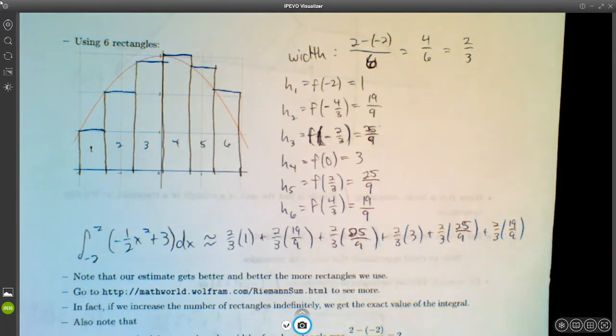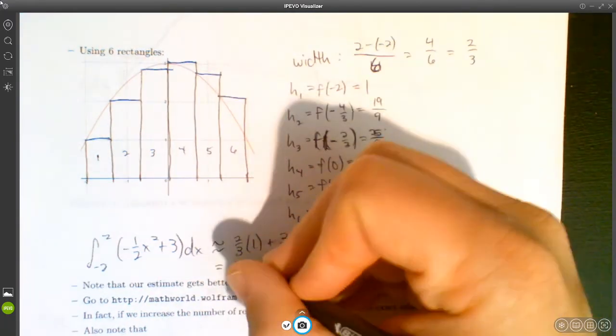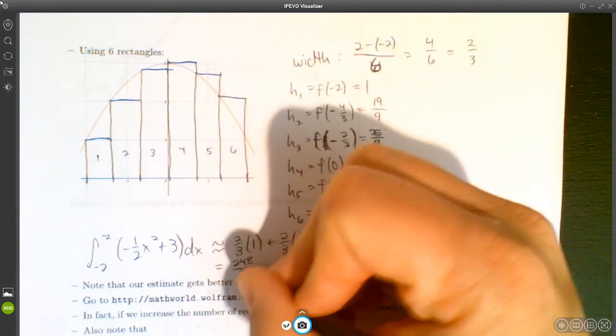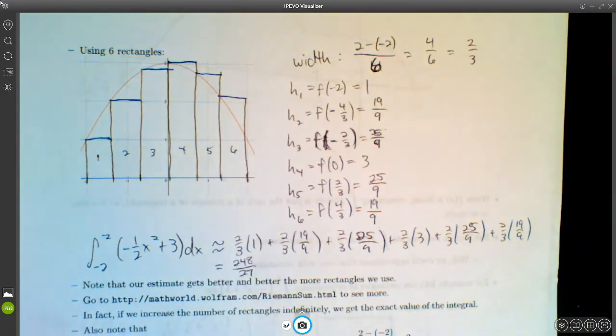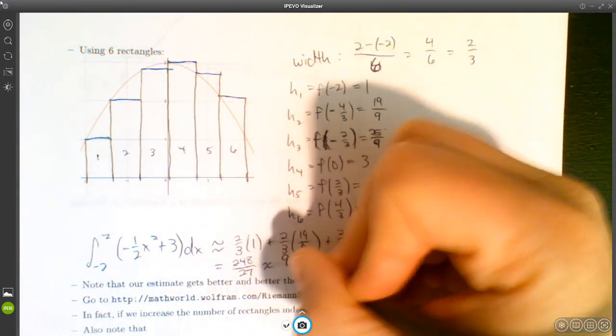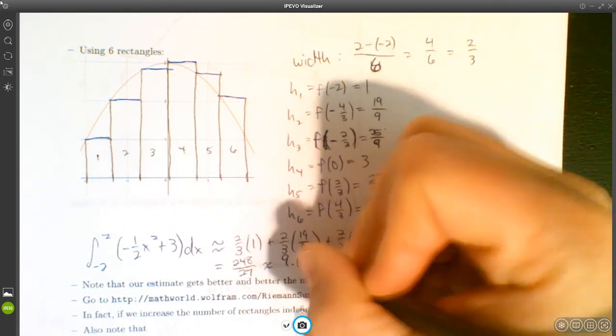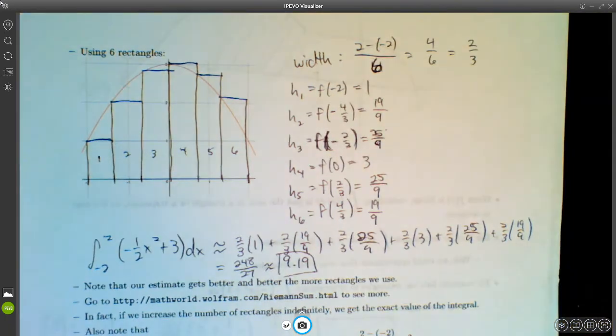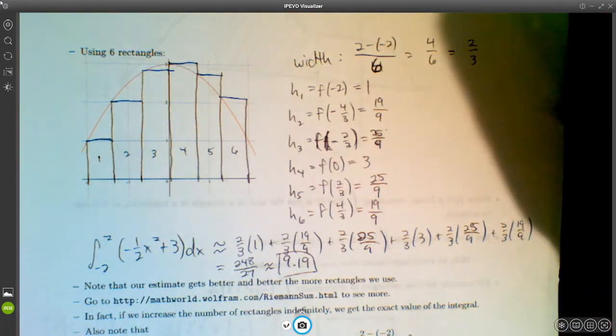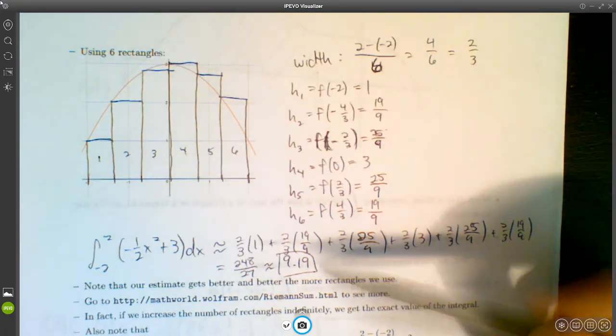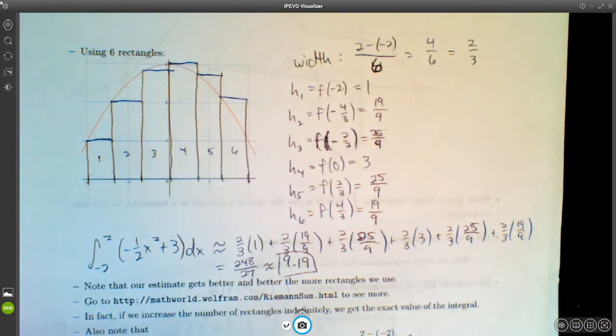You should get 248/27, which is approximately 9.19, we'll say. Well, so that's interesting, right? When we approximated with 2 rectangles, we got 8. When we approximated with 4 rectangles, we got 9. When we approximated with 6 rectangles, we got 9.19. So it seems like we're probably approaching some value. We're probably closing in on what the actual area is.